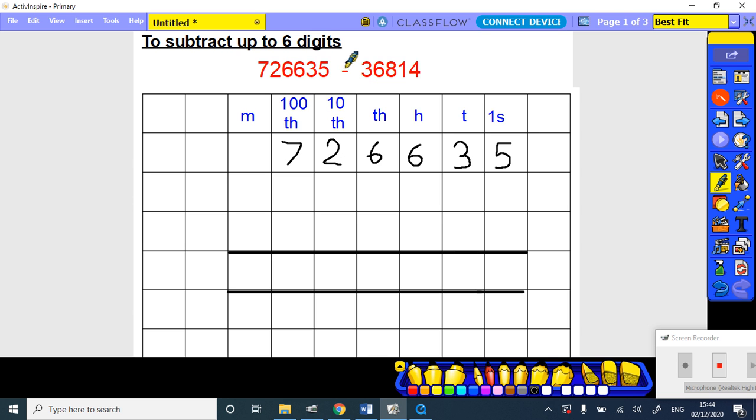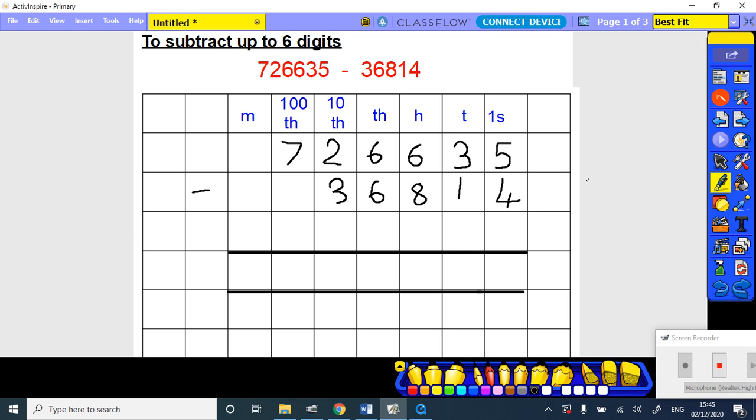I am subtracting, so I am going to write the subtraction symbol on here so that I don't do the wrong operation. And then I shall put my second number that I'm subtracting into the correct place value columns. And as always, we will start with the ones. We have 4 ones. There is 1 ten. We have 8 hundreds. We have 6 thousands. And we have 3 10,000s. And there is nothing here in the 100,000s column.